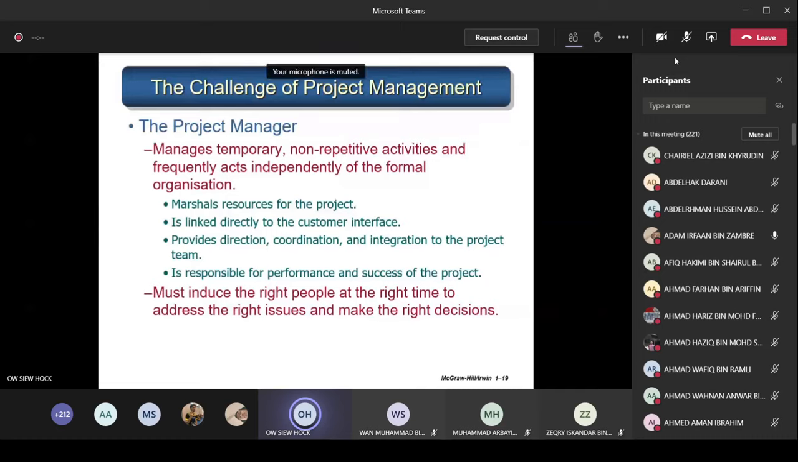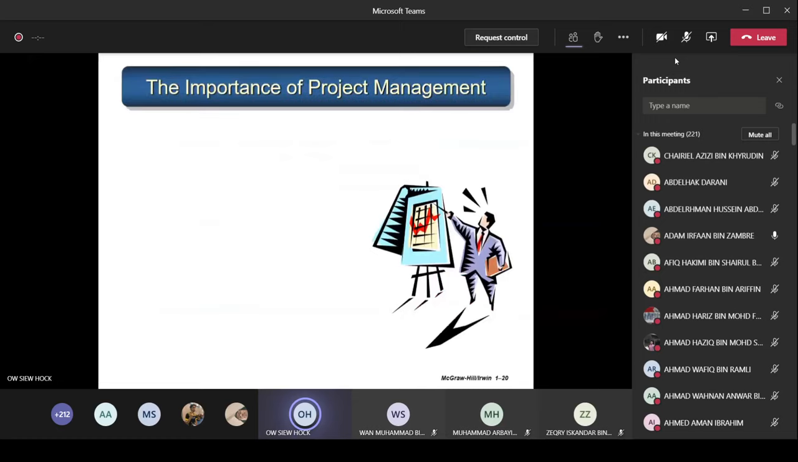Okay, so you must induce the right people at the right time to address the right issues and make the right decisions. See? So that's why, project manager, you're the leader. You're responsible. Anything fails, you're responsible. You know you are assigning who to do what task, and that is the right person supposed to carry out the task. The person can carry out the task, and you do not assign someone who cannot do the task. Then it will lead to project failure. So the decision making by a project manager is very important. Okay. So next, okay, the importance of project management.